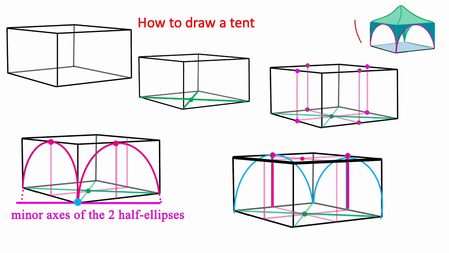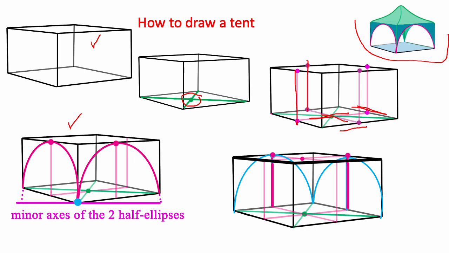I'm now going to show you how to draw this cute tent. First, start with the box, then find the center of the base where the 2 diagonals cross. And from this center, draw lines parallel to each side of the box, going this way and then going this way. Once they reach the side of the box, they go directly upward. These become the axes of the arches.